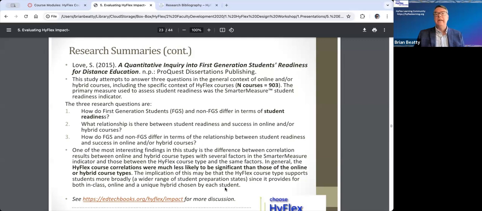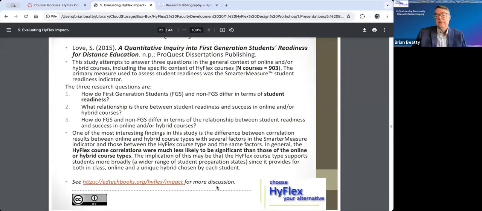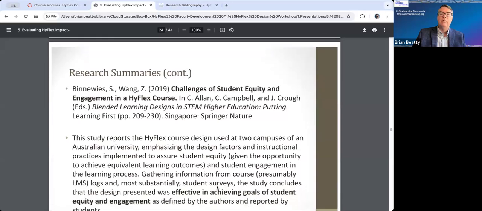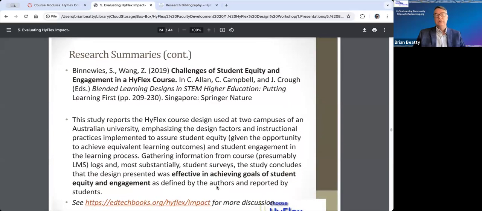So the fact that they may not have been as well prepared for regular college didn't matter as much in a HyFlex course as it did in a face-to-face or an online mode course. So this is an important finding as well. And what it means is that you might have more robust learning in a richer learning environment in a HyFlex course, so it can actually be a better experience for students than either mode, perhaps.